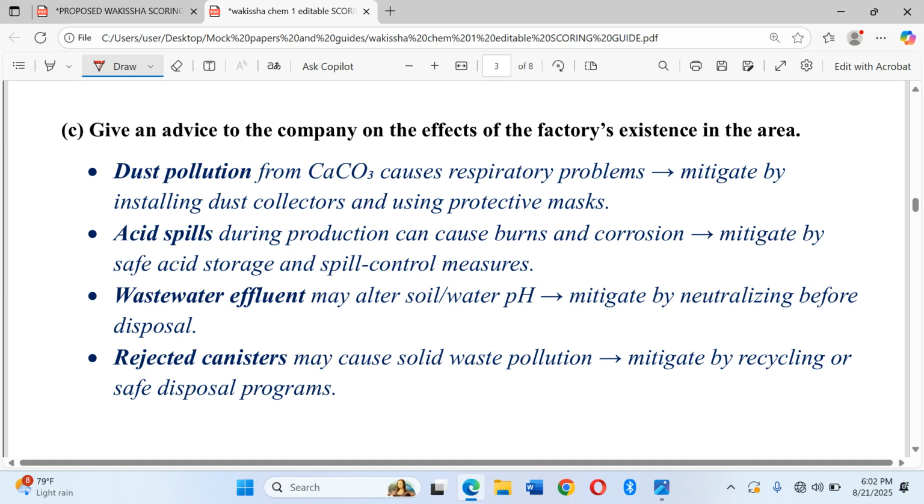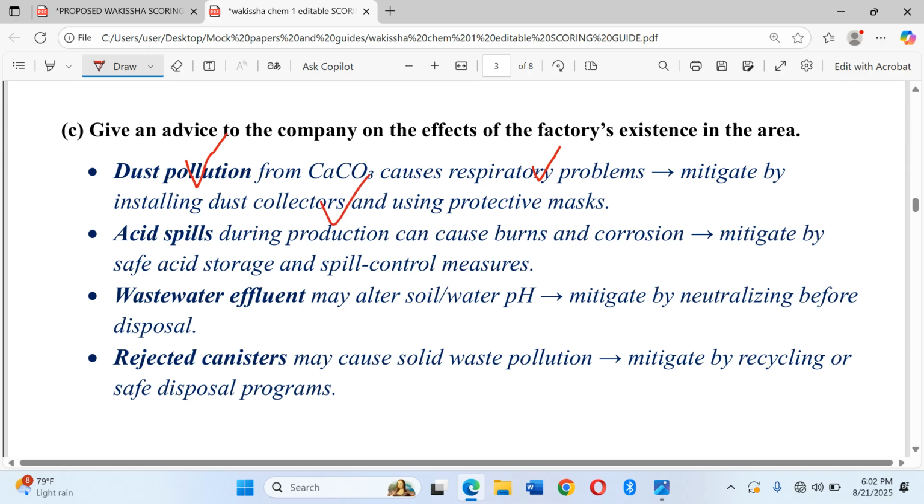The advice we are going to give these people is to tell them that this factory that we have can bring about this problem, which leads to this, but we can do this to prevent that problem. So in simple terms, in this advice, we are giving the problem that can come, its effect, and how that one can be mitigated. So we are saying that there could be dust pollution from calcium carbonate, which causes respiratory diseases.